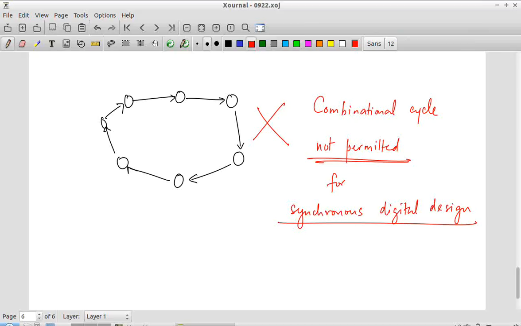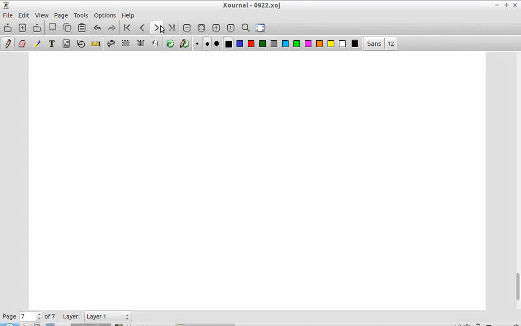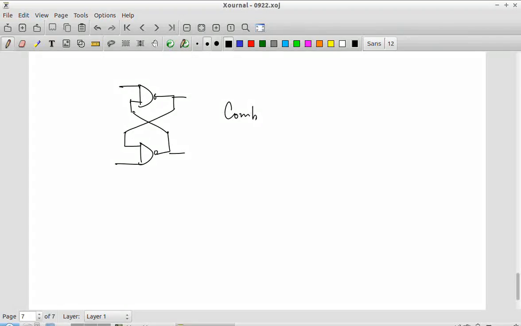Another example of a combinational cycle is the SR latch. What is the structure of that? The basic thing is something like this. This kind of a circuit is a combinational loop or a cycle. The moment you have a circuit of this sort, once again you cannot do timing analysis on it.